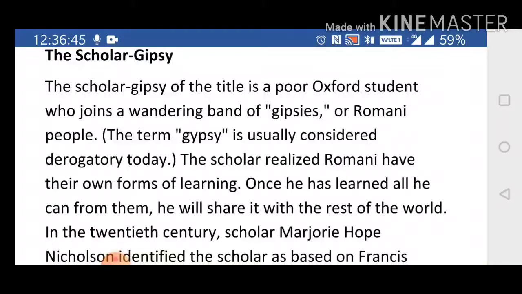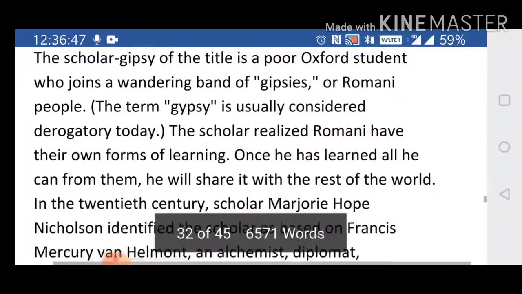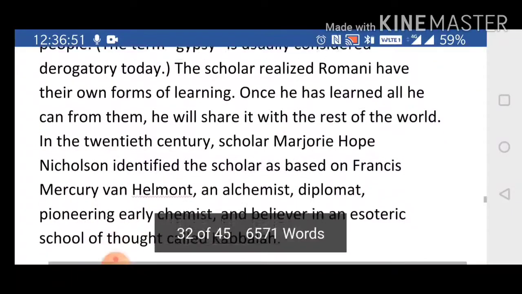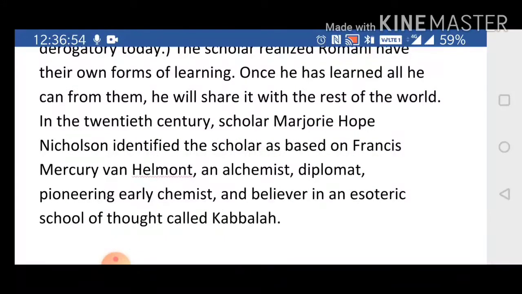The scholar realized Romani have their own forms of learning. Once he has learned all he can from them, he will share it with the rest of the world. In the 20th century, scholar Marjorie Hope Nicholson identified the scholar as based on Francis Mercury van Helmont, an alchemist, diplomat, pioneering early chemist, and believer in an esoteric school of thought called Kabbalah.